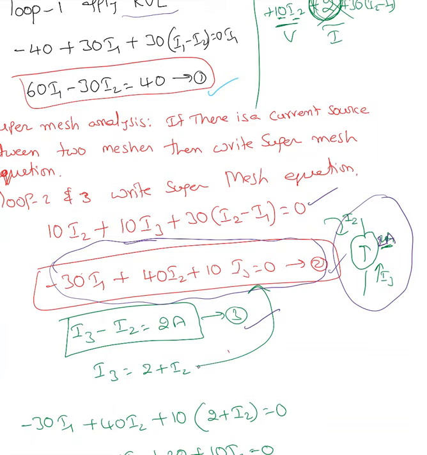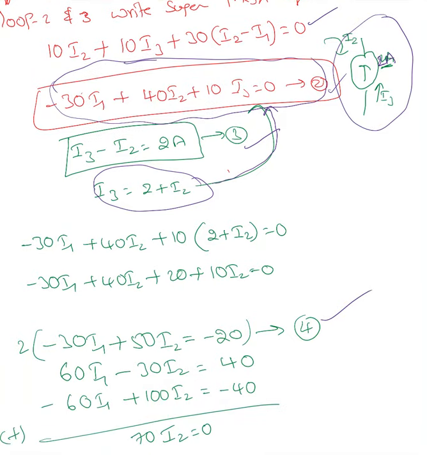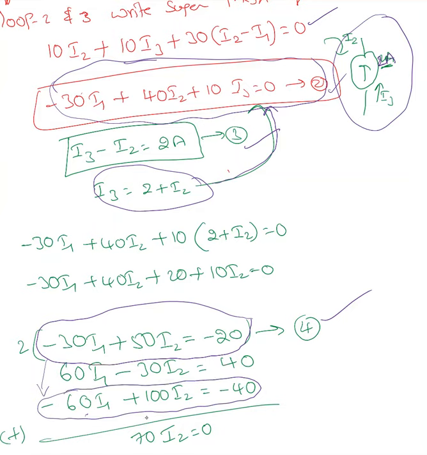So what I did, I substituted this third equation into the second equation to eliminate I3. Eliminated I3 here. Okay, so I end up with the fourth equation, minus 30 I1 plus 50 I2 equal to minus 20. I'm multiplying this by 2, so I end up with minus 60 I1 plus 100 I2 equal to minus 40.